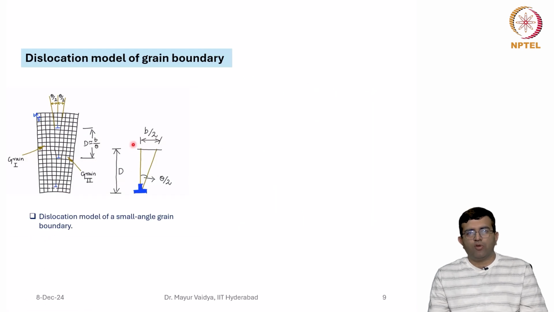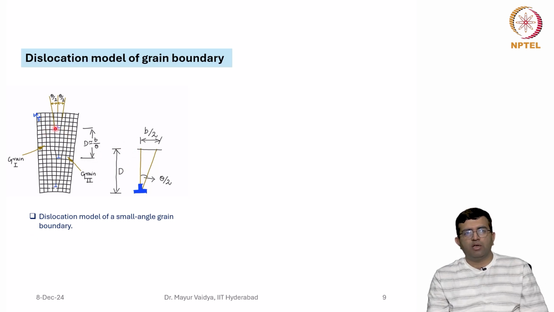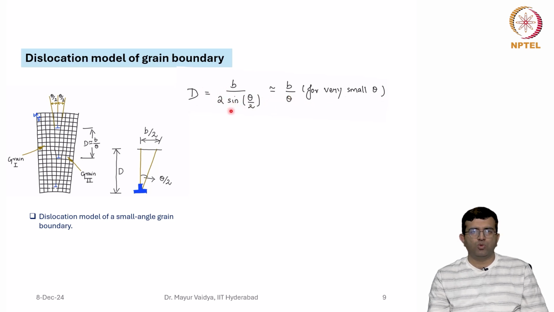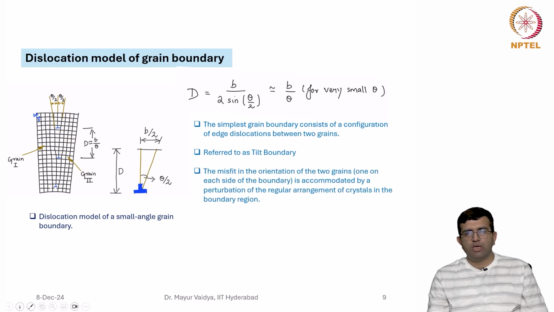A simple model of a grain boundary assumes just a stack of dislocations. So you can see here, this is a stack of edge dislocations which constitute the grain boundary. In that respect, the spacing between two edge dislocations is roughly estimated as b by theta, so d is equal to b by theta for very small theta. Actually, it is b by 2 sine theta by 2. But for very small angle, this can be written as theta by 2, and therefore it is equal to b by theta. So this is what I told you, that the simplest grain boundary actually consists of a configuration of edge dislocations between two grains. It is also referred to as a tilt boundary.